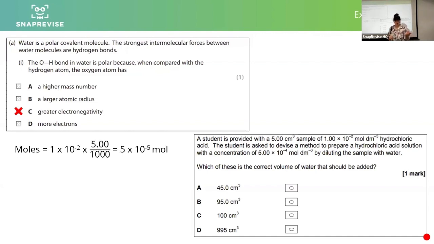So you might be able to visualize it. You might not have to do the calculations, in which case, brilliant. But if you do want to see the logical steps through it, we've written them up on the side here. So the moles that we have originally is 5 × 10⁻⁵. So we've done concentration times volume over 1,000 to get the moles. The volume of our new solution needs to be 100 centimeters cubed.